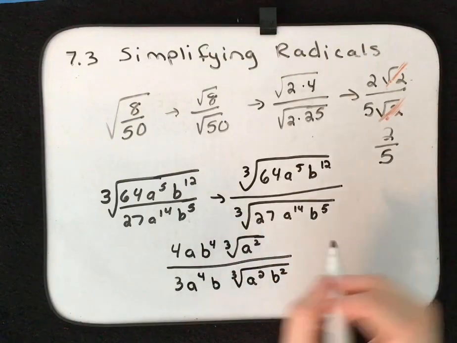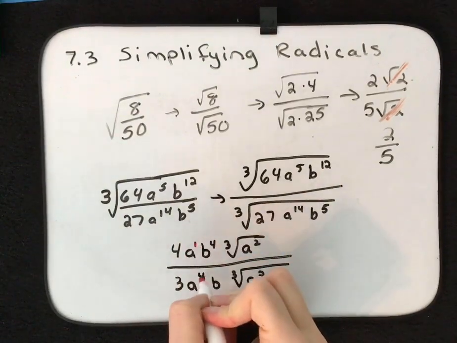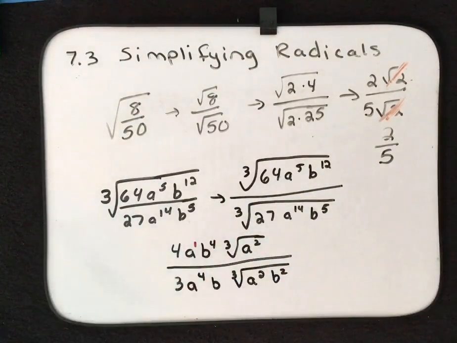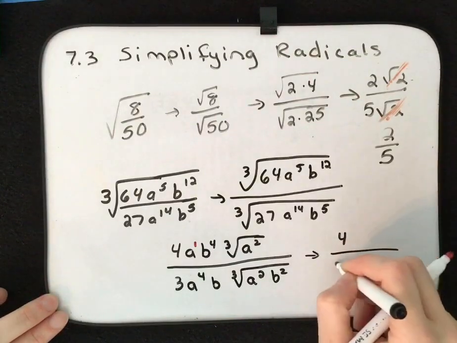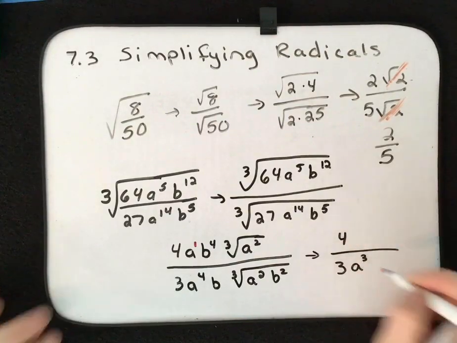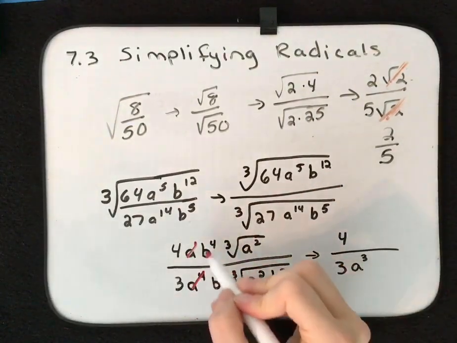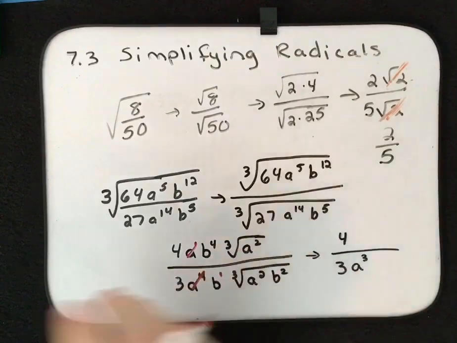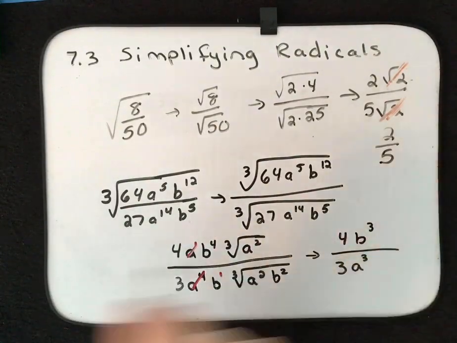4 over 3, can't really do too much there. A to the 1st right here, a to the 4th right here, so that is going to give me a to the 3rd left in the denominator when these simplify. Here I have b to the 4th, here I have b to the 1st. So simplifying those, that's going to leave us with b to the 3rd in the numerator.